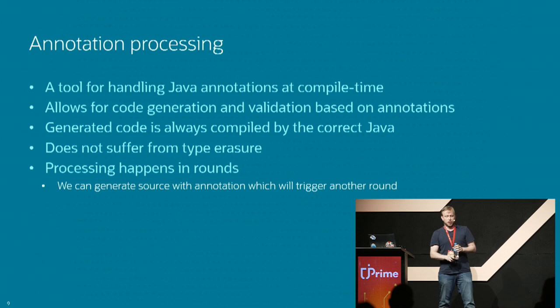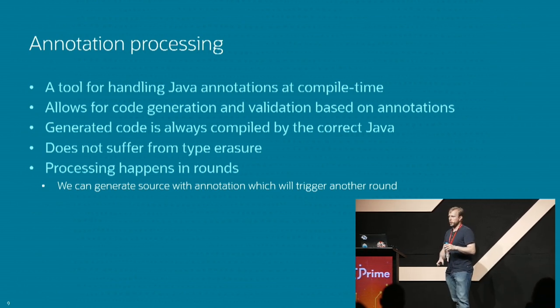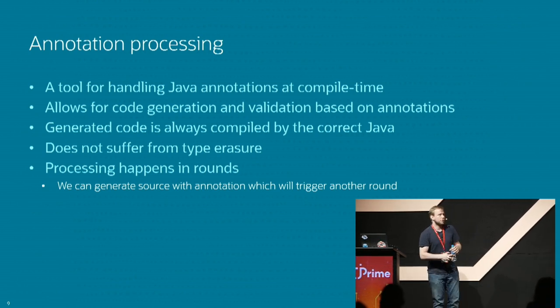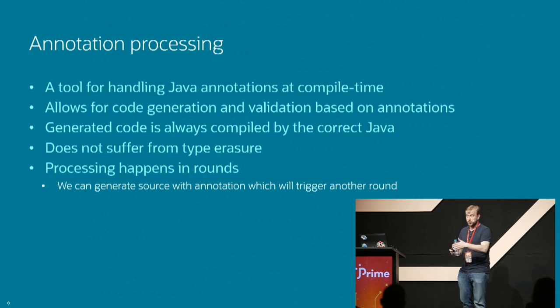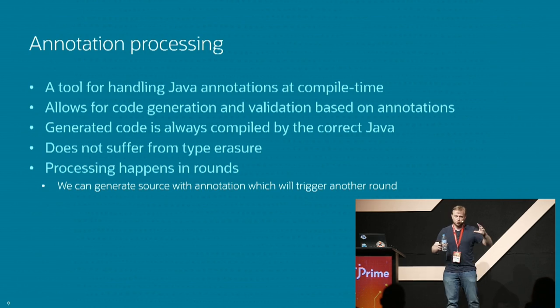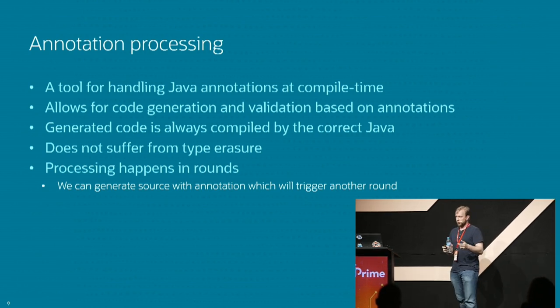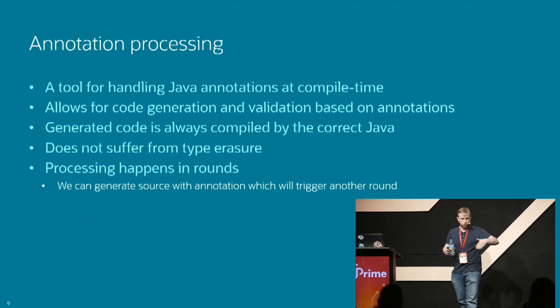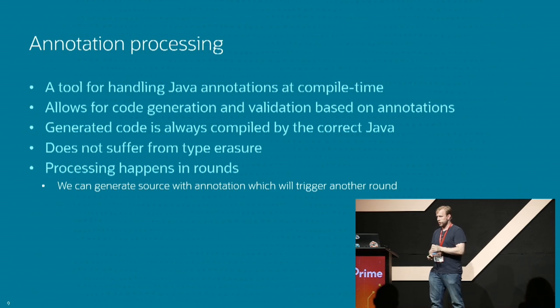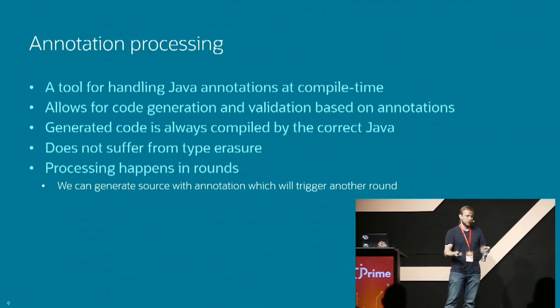Important thing to note is that the overall processing is happening in rounds, meaning that the first round usually consists of the classes which you have created yourself. But since you can also generate a class which will have, for example, an annotation that should be processed by another processor, you need to respin the round. You need to make another round of the processors with the newly generated classes. And this is how it works. Basically, you are iterating until you have everything processed and there is nothing new to build.